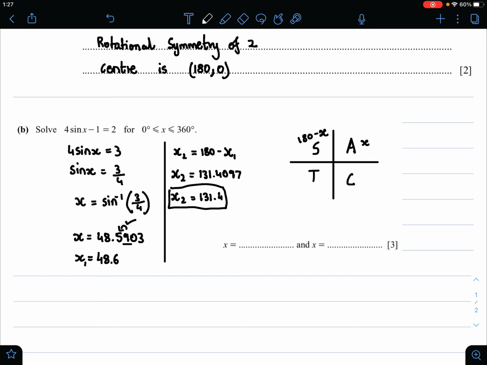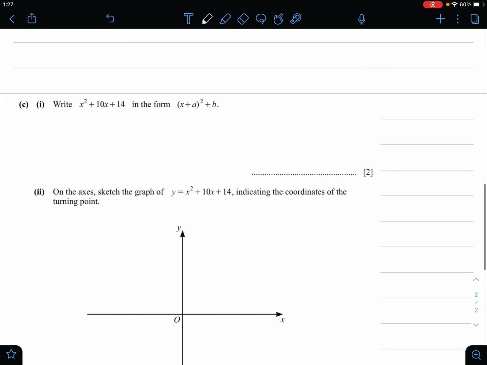This is because in this case the fifth significant number, or the second decimal place, is 0, and 0 is less than 5, so it doesn't round off the 4 to the next number. Whereas in the previous one, 9 is greater than or equal to 5, so it does round off the 5 to the next number. Therefore, your two values and your final answer for part B would be 48.6 and 131.4. Now let's move to part C.